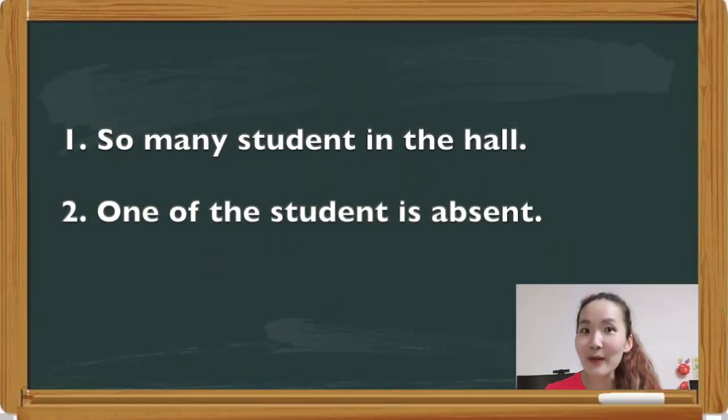And since Chinese and English have different sentence structure and different grammar, today we're going to look at 10 common mistakes that English learners make. See if you can spot the problem in these sentences and identify what grammar item actually went wrong. Let's see if you also make these mistakes. I'll start you off easy. Can you see what's wrong here? So many students in the hall. One of the students is absent.